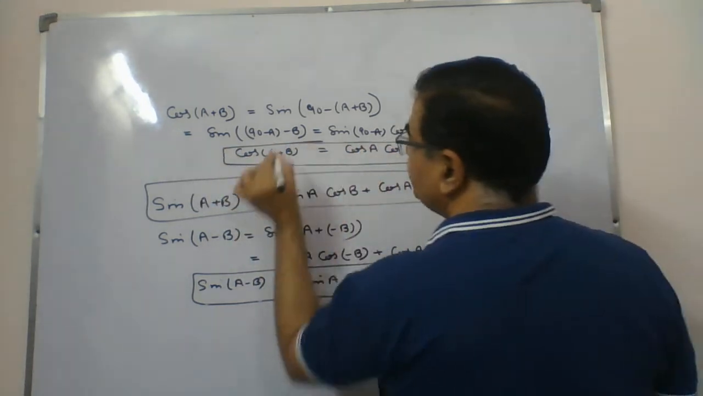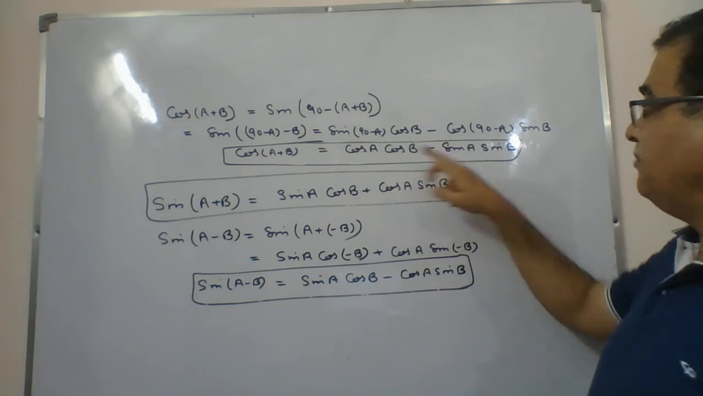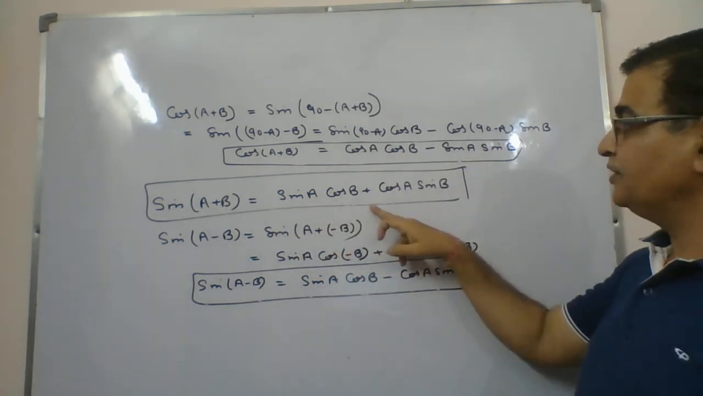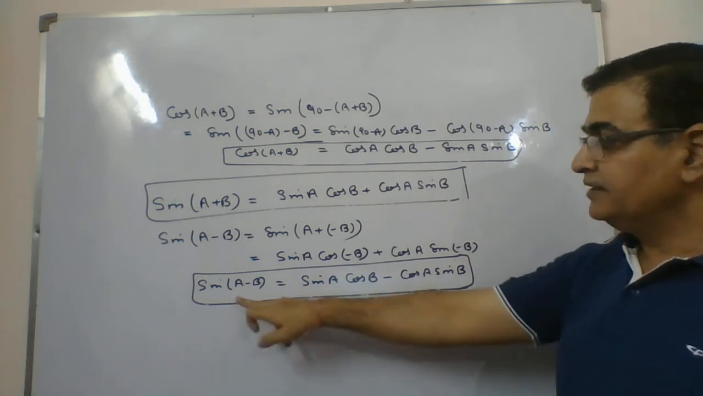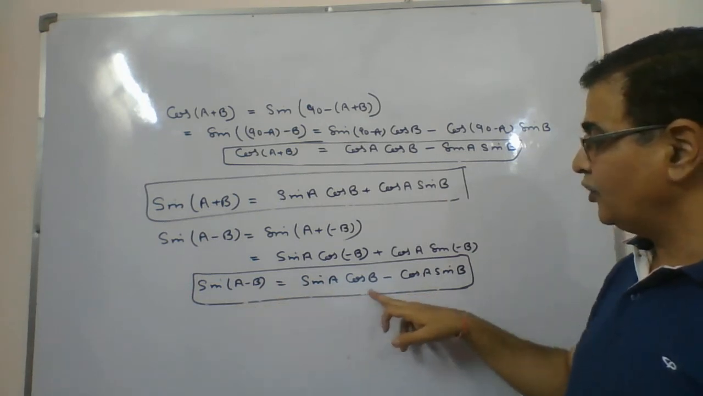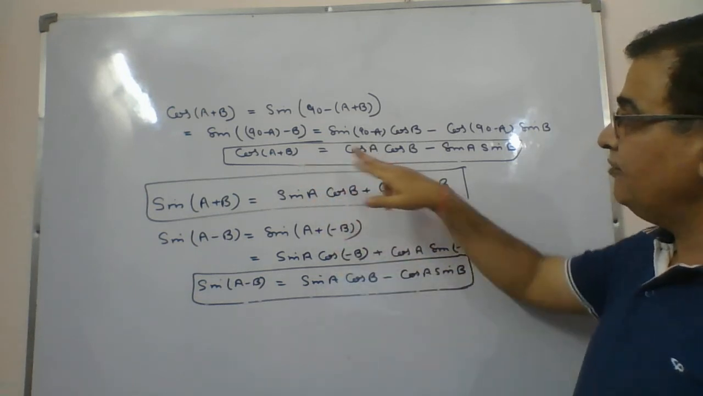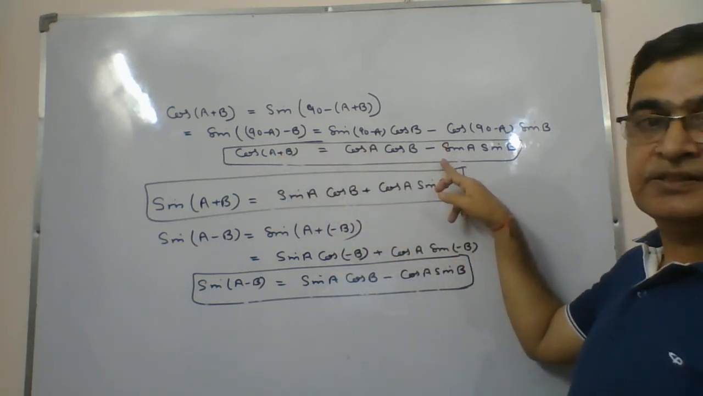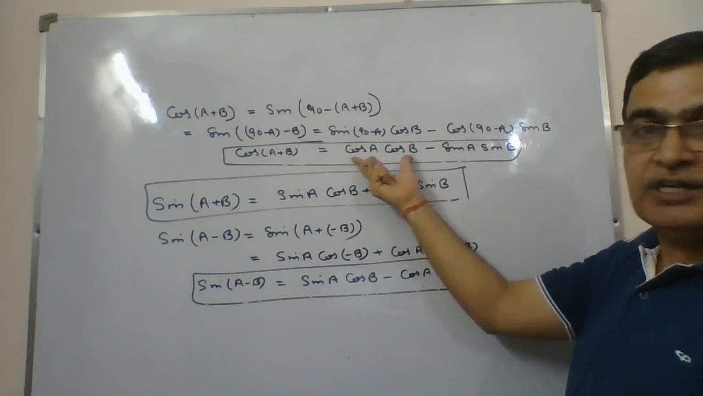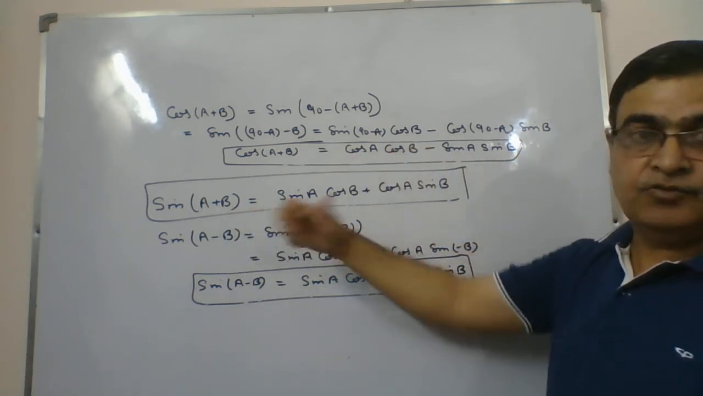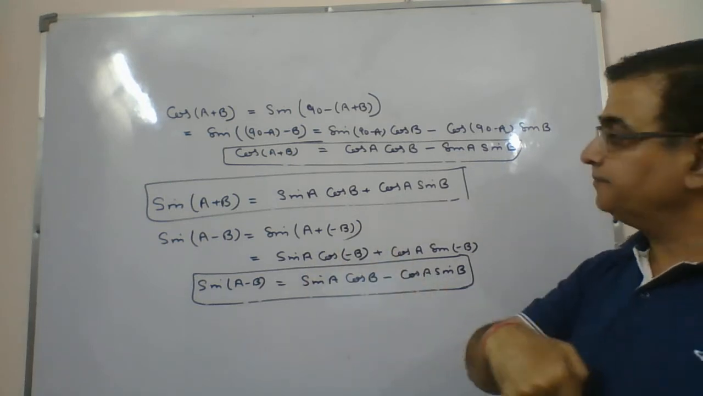So the cos(a+b) formula says cos a cos b minus sin a sin b. The sin(a+b) formula is sin a cos b plus cos a sin b. The sin(a-b) formula says sin a cos b minus cos a sin b. In cos(a+b), when it is plus, it becomes minus. In cos, both cos first, both sin second. In sin, first sin cos, then cos sin.